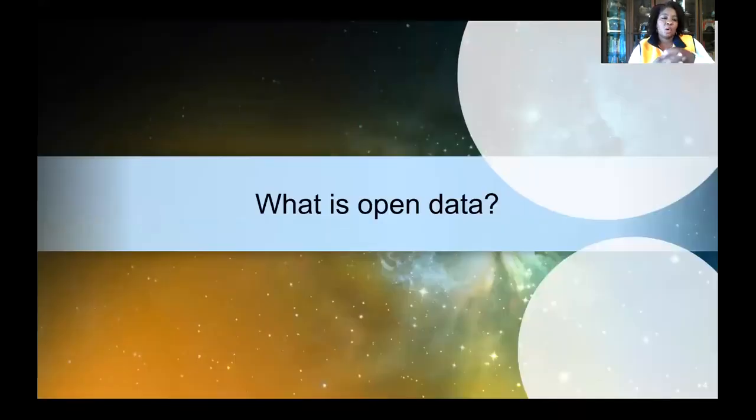So what is open data? Many people use the term more broadly than they should, actually. Open data and publicly available data are not the same thing. This idea of open data is pretty loaded with a very specific meaning from both a legal and technical perspective.